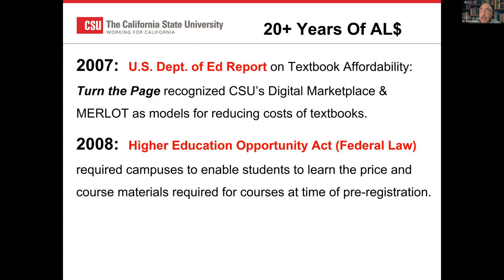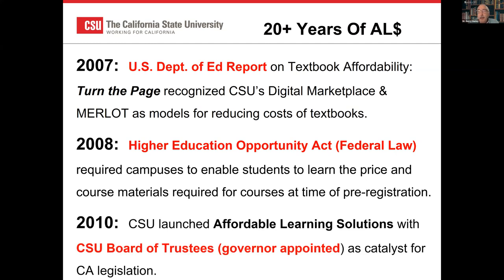And then the Higher Education Opportunity Act came, where campuses had to report to students the price of course materials during pre-registration. Now, let me just say, that legislation enabled me every semester to write a memo to our presidents and provosts saying, hey folks, you have to bring the affordability of your course materials visibly to the students, or you will lose your student financial aid. And that kept the visibility and the power of affordable learning solutions readily in front of the leaders on campus.